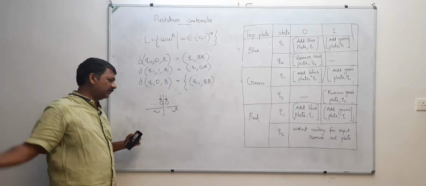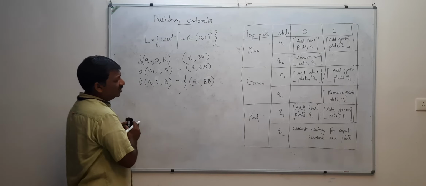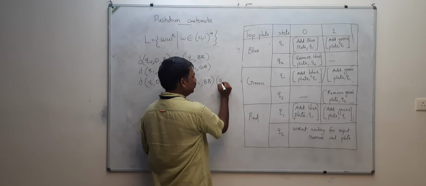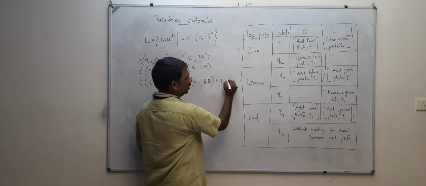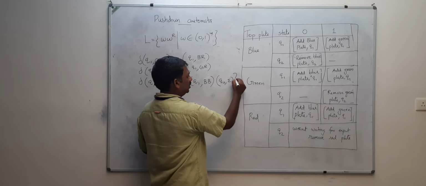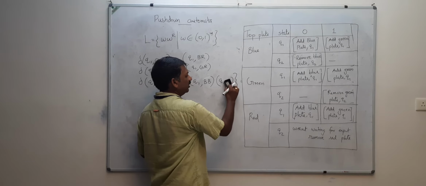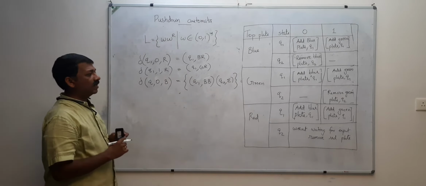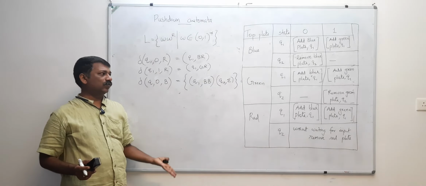It has to pop that element from the stack. In that case, you are switching to a new state. For processing W raised to R, you have to switch to a new state Q2 after removing this flag. That means you are popping that element from the stack. That means here Q2, epsilon. Epsilon means you have popped an element from the stack. That means the top of the stack, that blue plate, you have removed.